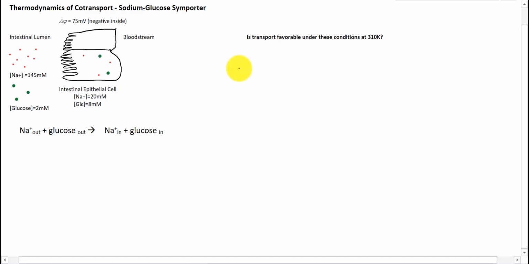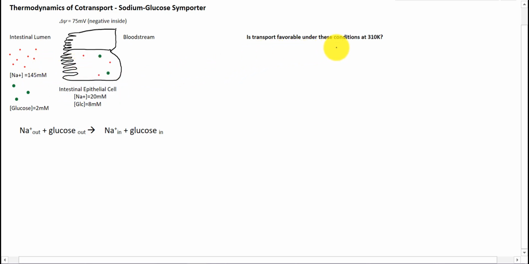Let's discuss the thermodynamics of symport of sodium and glucose into the intestinal epithelial cell. As you can see, sodium on the outside of the cell is 145 millimolar and it goes down to 20, which is a favorable gradient for facilitated diffusion, but glucose goes up its concentration gradient from 2 to 8 millimolar. And since these are symported, which means they're moving in the same direction, we need to know whether this unfavorable gradient can be offset by this favorable gradient.